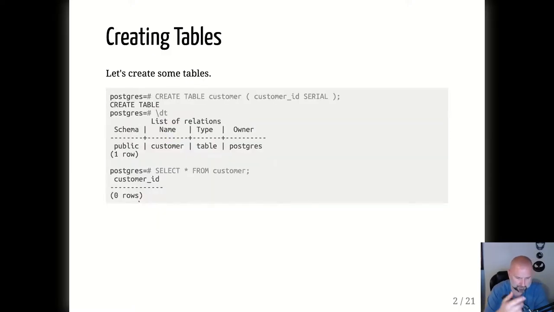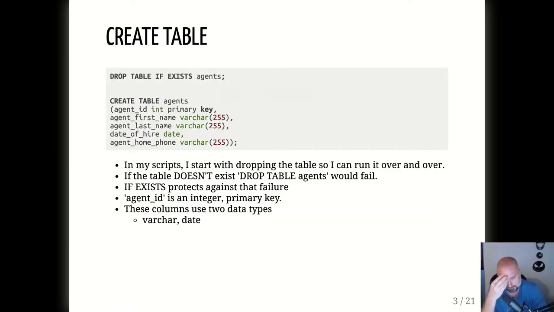So for creating a table, this is a slide from last week. In this table, we have five columns. We have an int, a variable character length of up to 255 characters three times, and a date field. There are a lot more data types that we can use within the database.